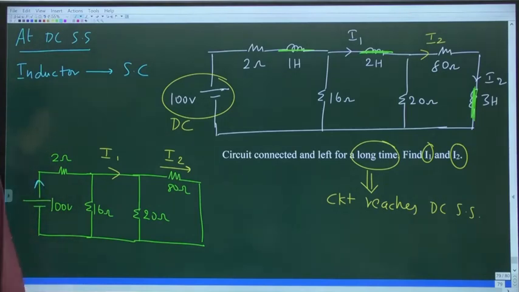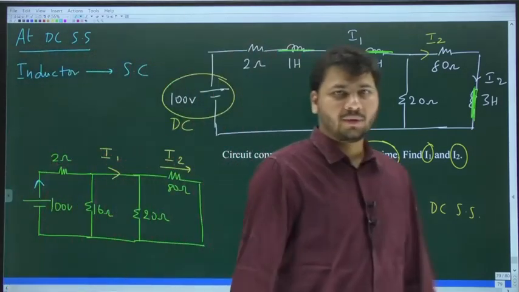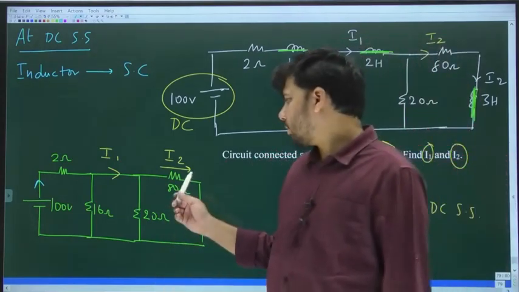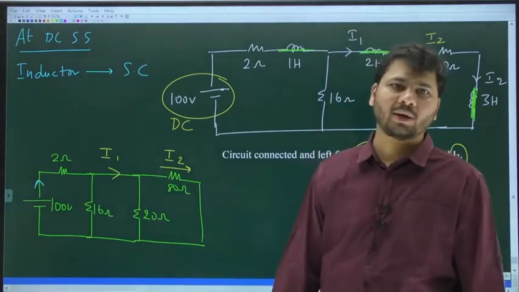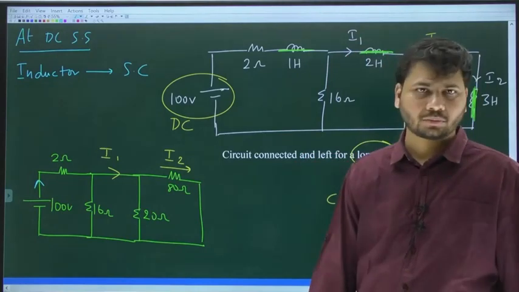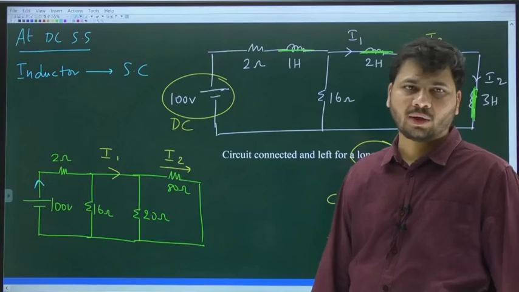What is the current drawn from the voltage source? How do you find the current drawn from any voltage source? Divide the voltage by the net resistance across the voltage source. First 80 and 20 both are in parallel. What is 80 parallel 20? 80 parallel 20, it must be 16. Yes, 80 parallel 20 must be 16.